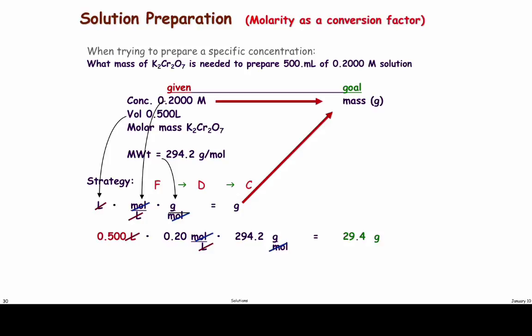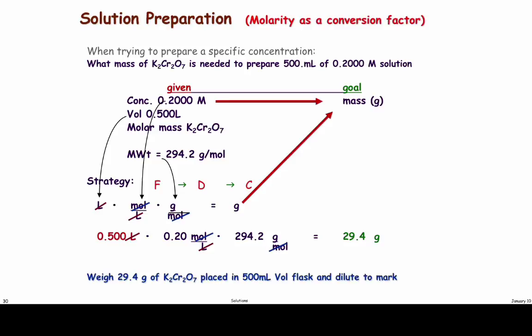So you take the 0.5 liters, you multiply it by 0.200 moles per liter, and then you convert the moles to grams using the molar mass. And if you do the calculation correctly, that comes out to 29.4 grams.